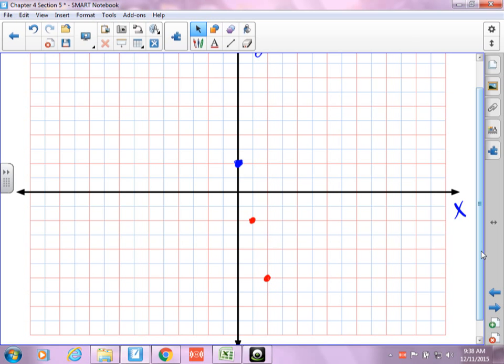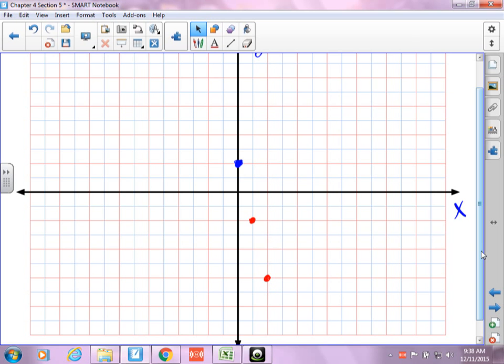Now, I could go up 4, left 1. I could do that. But kids really get confused as to whether they go up or down, or left and right. So if you can do your first point at least the way I mention it, then at least you have the right way that it's going.